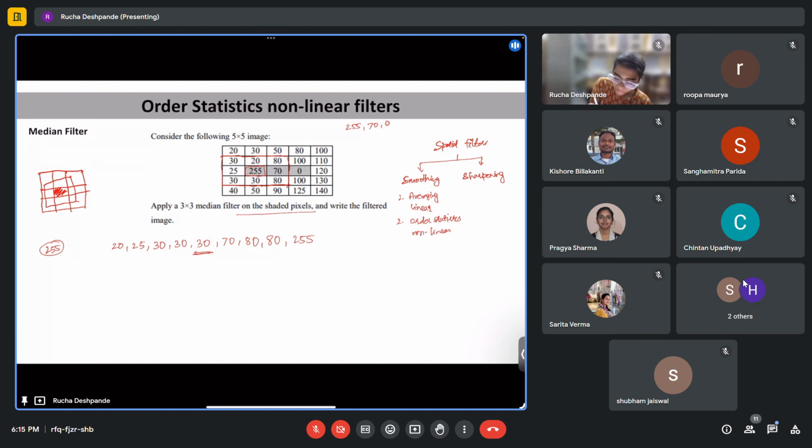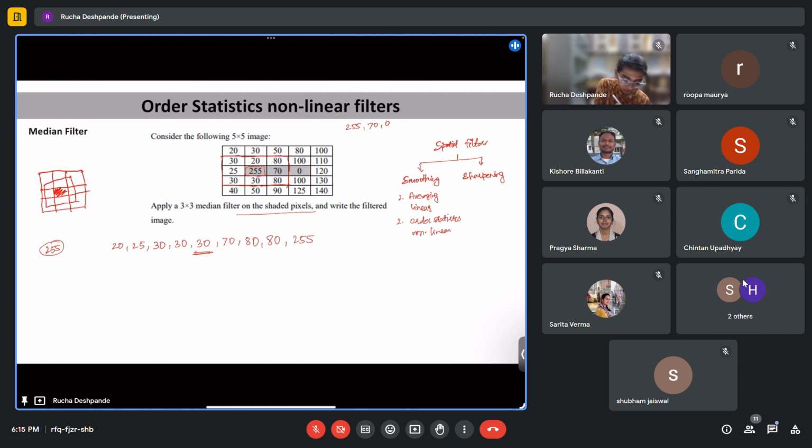So if you look at this 5 cross 5 image, this 255 and 0 look like an impulse error because 255 is very high and 0 is very low with respect to their neighbors. So it could be because of an error. To remove this error, we apply this median filter. Before this, the central value was unusually high, like 255. But now after applying the median filter, the value of this pixel would become 30.